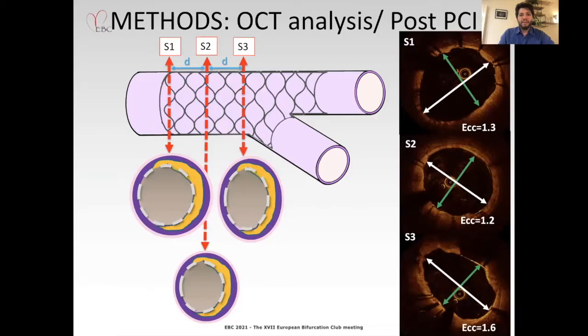We redid the same eccentricity measurements in the post-PCI run on the section of the stent that was implanted in the left main, and we thus defined three different sections. The first section, S1, was the proximal edge of the stent, and that was the equivalent of the proximal reference segment. The third section, S3, was the most distal section before the polygon of confluence, and the second section, S2, was a section that was equidistant to S1 and S3. And as you can see here, we measured once again this eccentricity index.